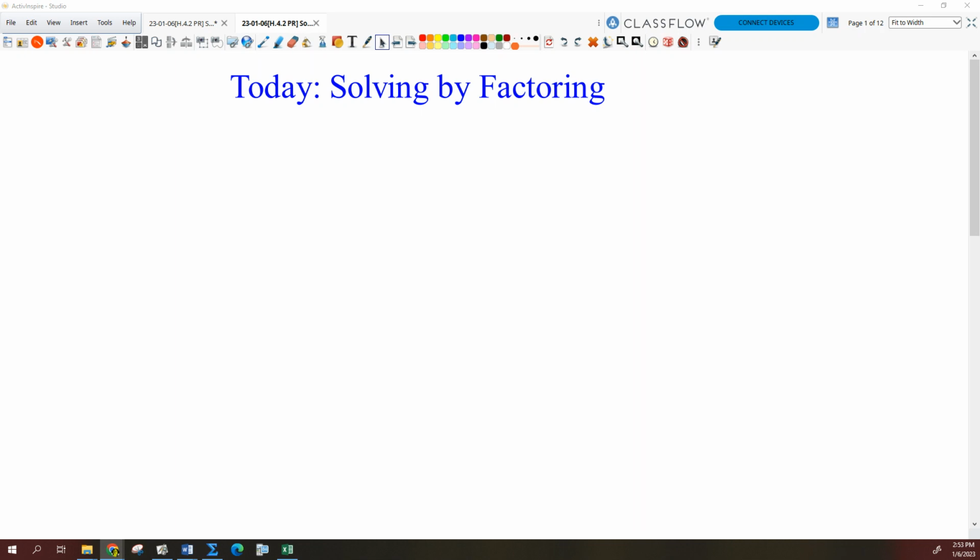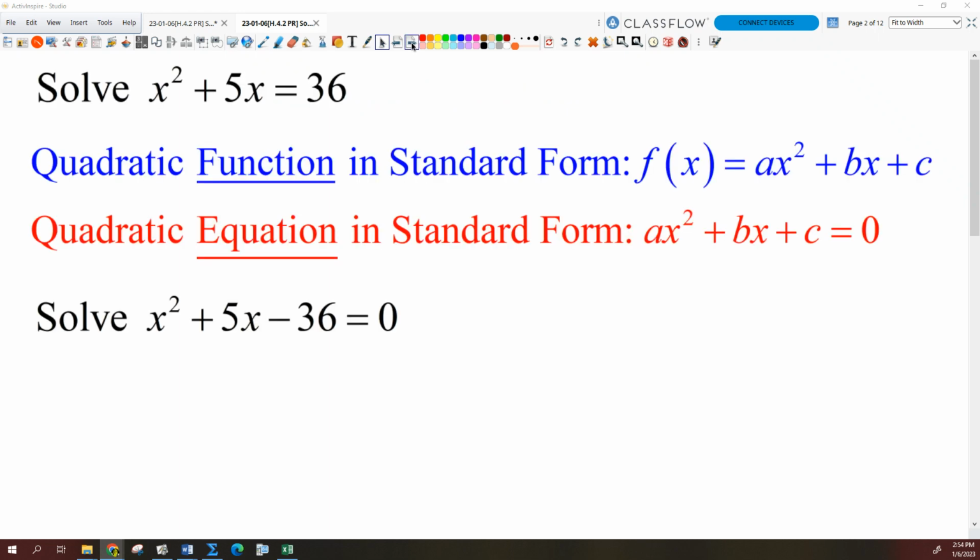Okay, solving by factoring. So today we're going to move on and actually start to solve quadratic equations. All this factoring review, today you get to see why that was so important. First of all, let's just remind ourselves about something real quick here. So if I want to solve an equation, we know a graphical trick for this, right?